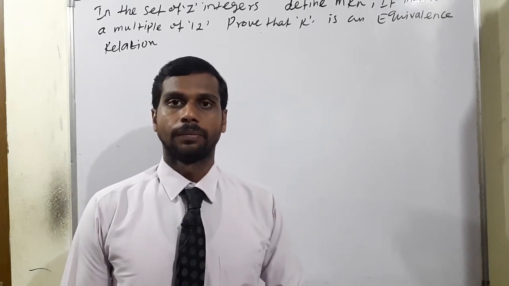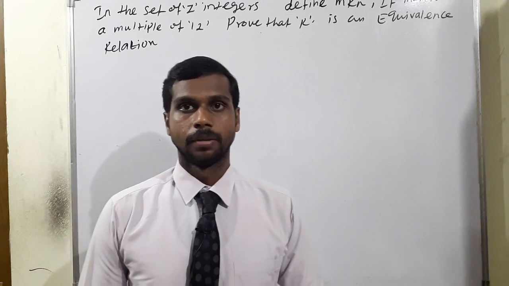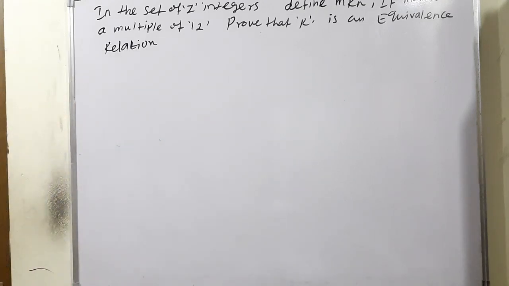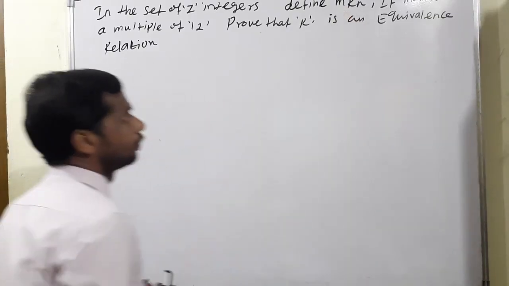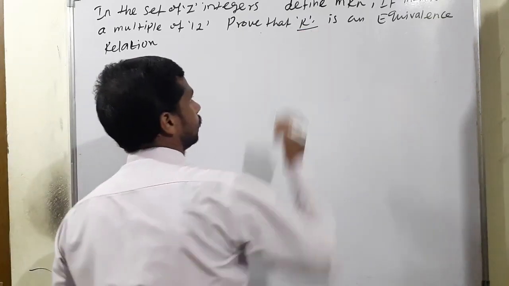In this conversation, we are going to continue the examples from equivalence relation. I am moving to example 1.13. Question: in the set Z of integers, define m related to n if m minus n is a multiple of 12. Prove that R is an equivalence relation.